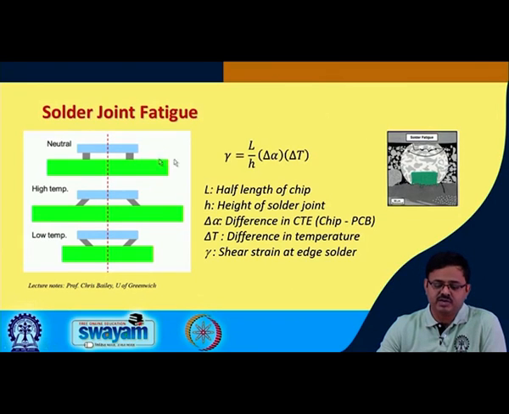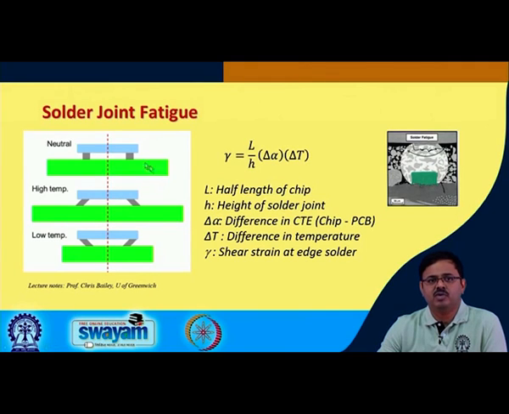Then what is its deformation going to be? So, it is going to be L alpha delta T for the PCB and it is going to be L alpha silicon delta T for the chip. Okay. So, therefore, what is the net deformation?